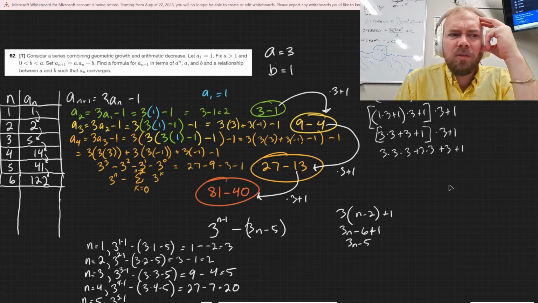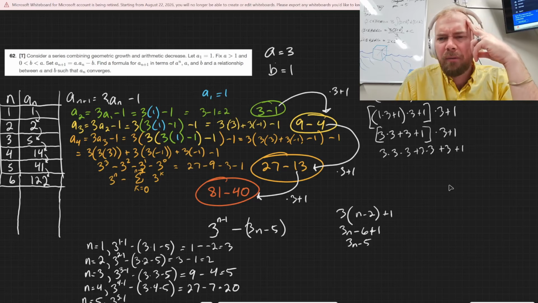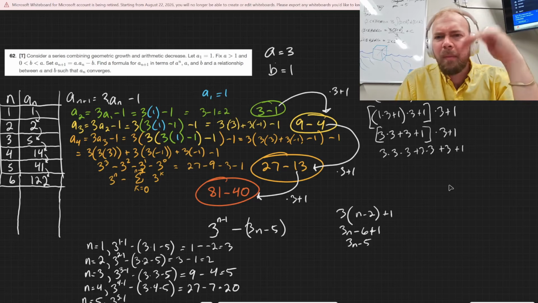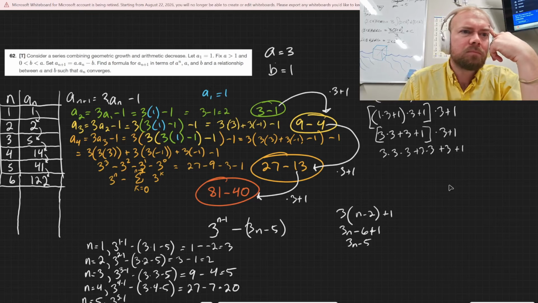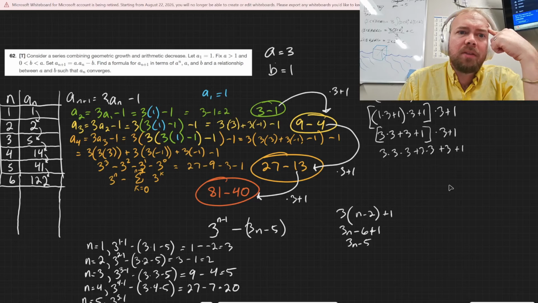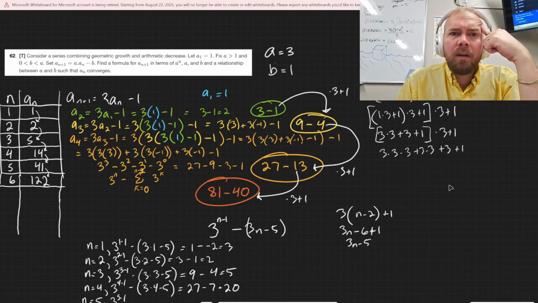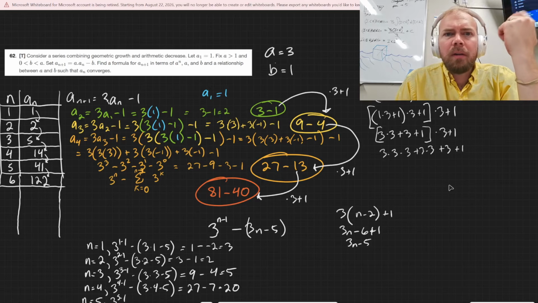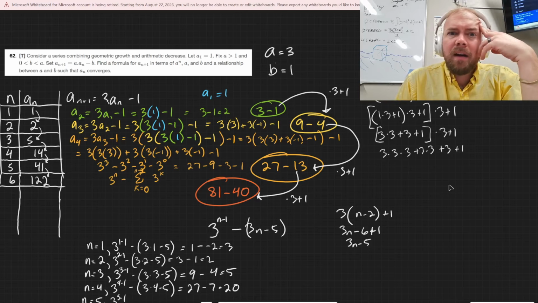Most everything you can see here in the image, my picture is just cutting off some simple math off to the side that I did. So number 62, consider a series combining geometric growth and arithmetic decrease. Let a sub 1 equal 1, or the first term is 1. Another way to say it.